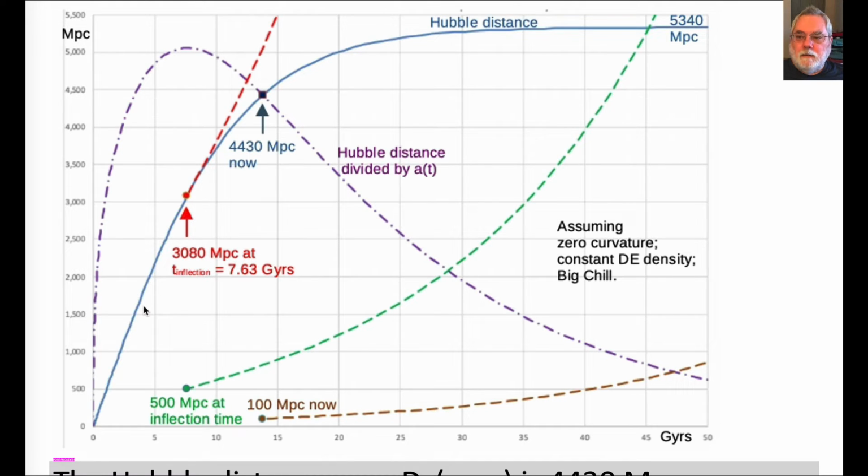Take a galaxy located at the Hubble distance at a time before the inflection time. Its recession speed from us is the speed of light at that time, but will soon thereafter be less than the speed of light because expansion is decelerating.